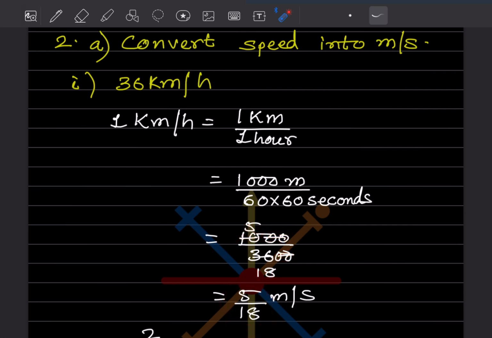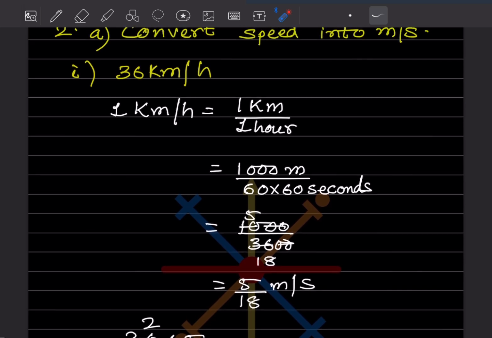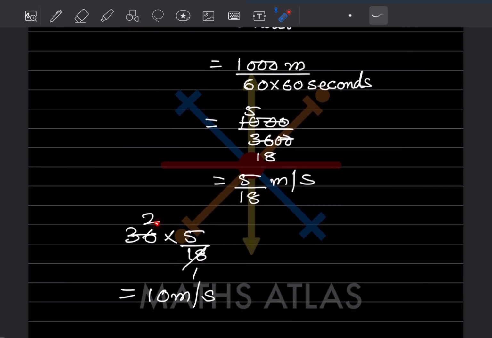But I just showed you how we get 5 by 18. We can also write here, whenever there is a conversion from kilometer per hour to meter per second, we can directly multiply that by 5 by 18. So now we have 36 kilometer per hour. We want to make it to meter per second. So 36 into, you just remember this one, to convert from kilometer per hour to meter per second, we have to multiply it by this one. And from meter per second to kilometer per hour, that will be 18 by 5. I'll show you that later.